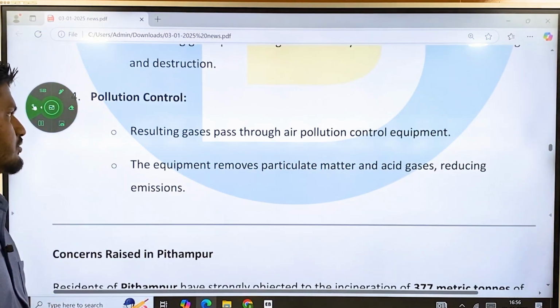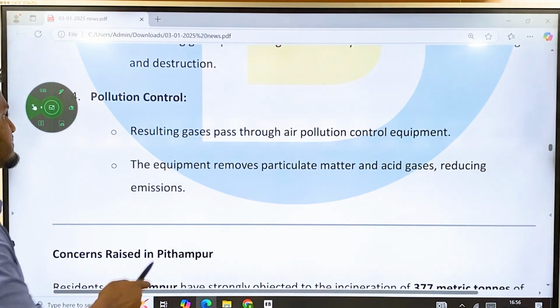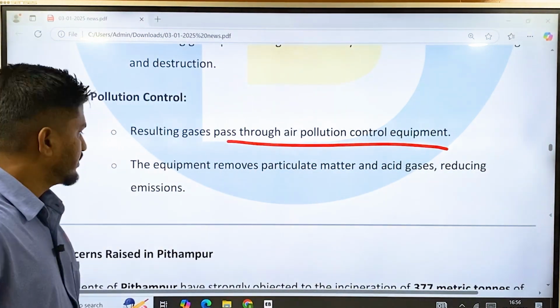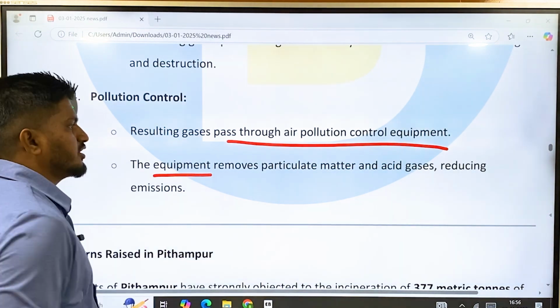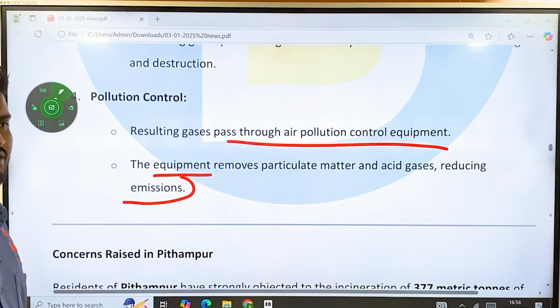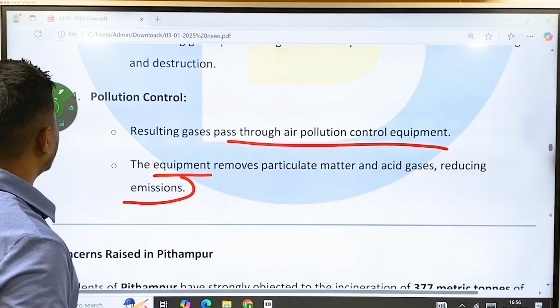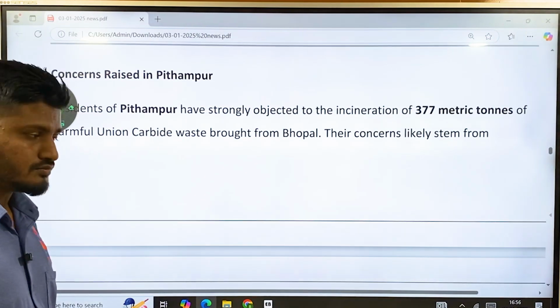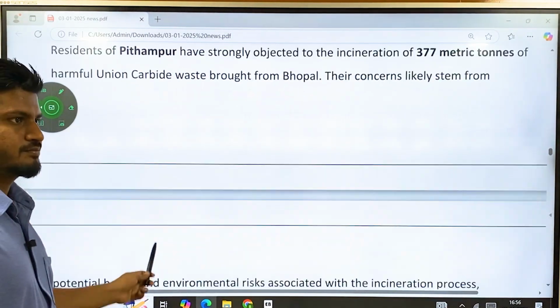Then pollution control. The resultant gases pass through air pollution control equipment. The equipment removes particulate matter and acid gases, reducing the emissions. So this is in a way a very important method of treating waste and waste management.